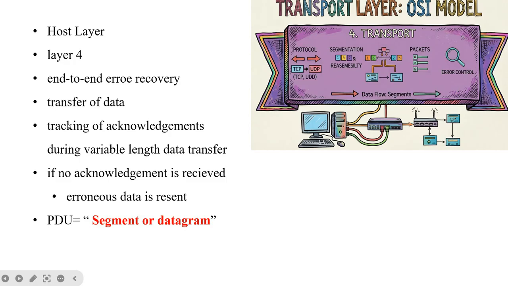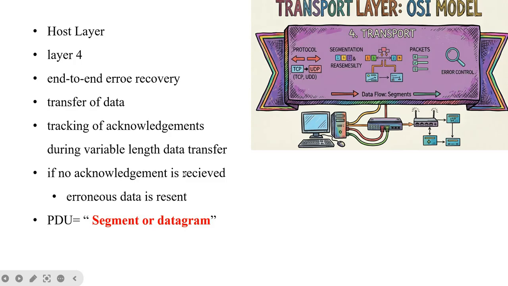This layer is also responsible for tracking of acknowledgements during the variable length data transfer. In this variable length data transfer, the length of the messages or the blocks will be different. It will not be fixed here. So it will help track acknowledgements during this variable length data transfer between the hosts.